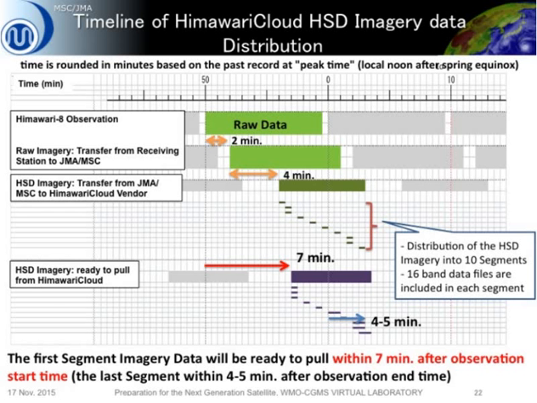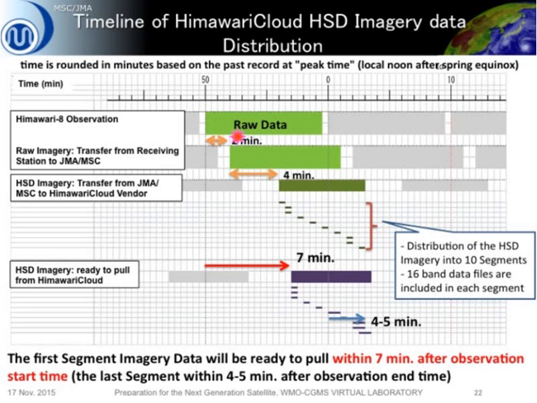This chart is somewhat a little bit difficult, but this chart shows the timeline of HimawariCloud data distribution. And horizontal axis means time elapsation. The raw data observed during every hour 5 minutes to the hour are distributed to MSC about 2 minutes later. This point.